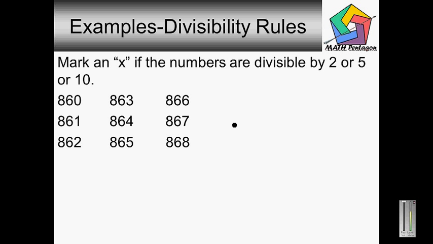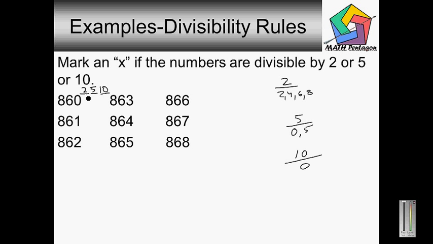Here we want to mark an X if the numbers are divisible by 2 or 5 or by 10. So you know the divisibility rule for 2 is the numbers must end with 2, 4, 6, or 8. The divisibility rule for 5, the numbers must end in 0 or 5. And the divisibility rule for 10, it must end in 0. So let's make a little chart. 2, 5, 10.